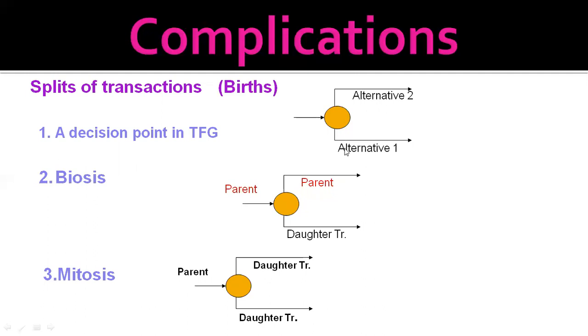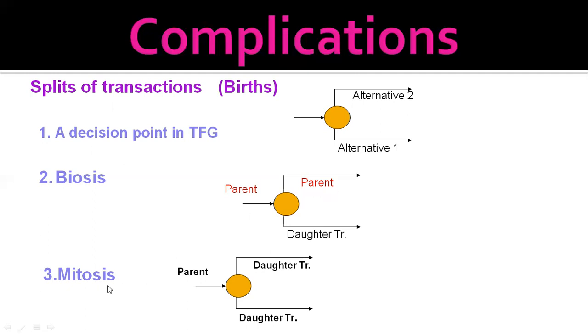So here in decisions, the transaction will take one alternative or the other alternative, but not both. So either it can be alternative 1 or alternative 2. So any one, but not both. Whereas in biases, the incoming transaction gives birth to a new transaction, and both transactions continue on separate paths. And here the parent which is giving birth to another transaction is not losing its identity. So the identity will be the same.